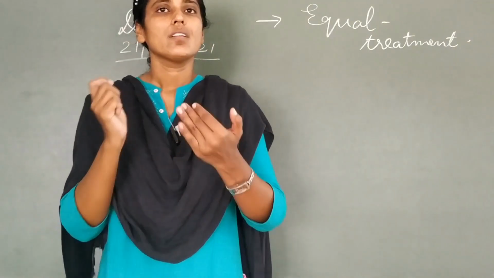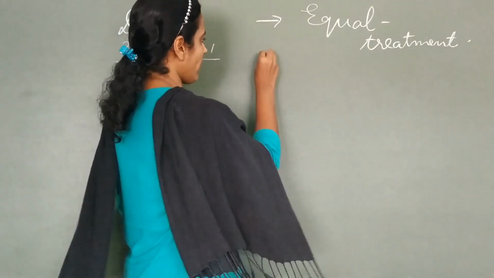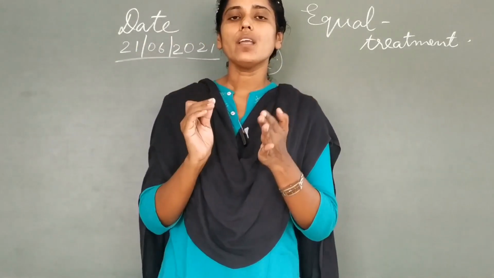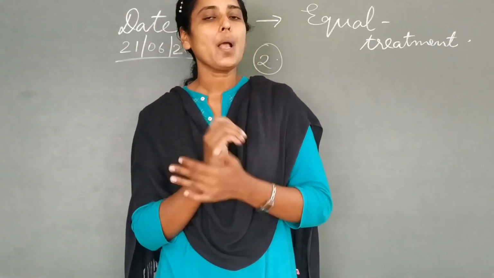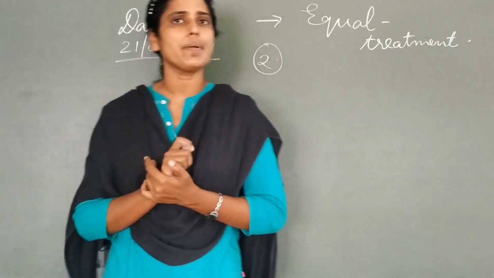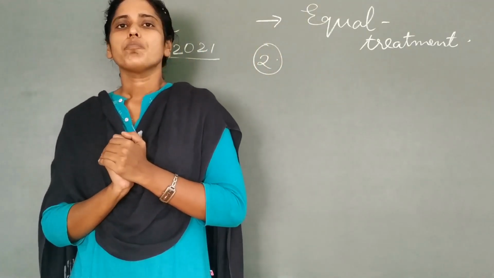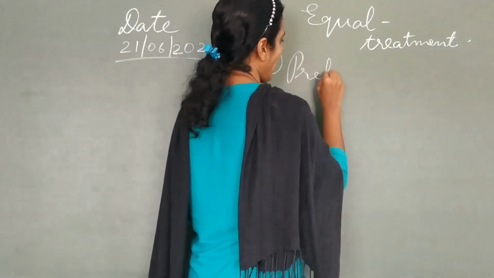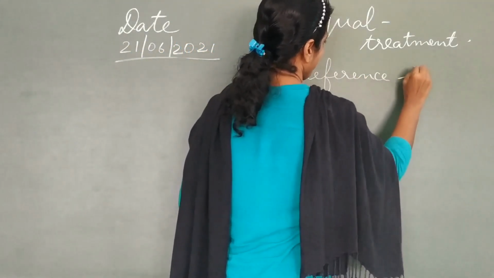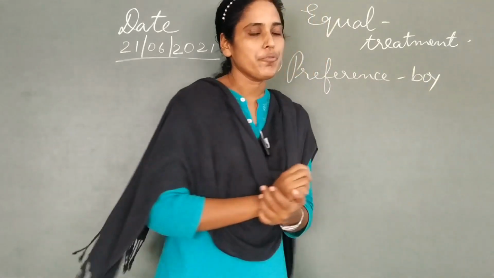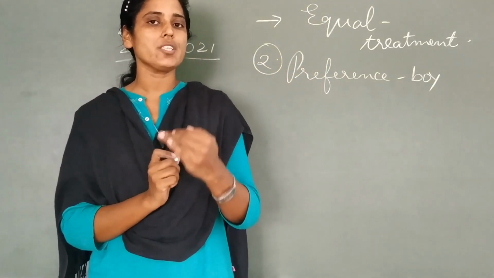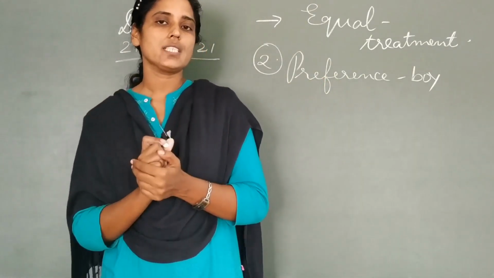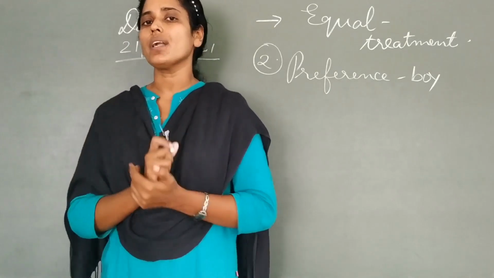Then we have the other topic here, that is the second one. First we saw biological difference. Now the second one is why women are treated in a different manner. Why? Because in some of the rural areas, preference is given to a boy child. The birth of a boy child is considered to be a matter of great joy. So such areas consider girls as less important in their families.